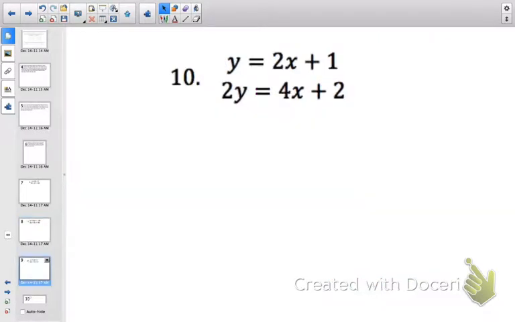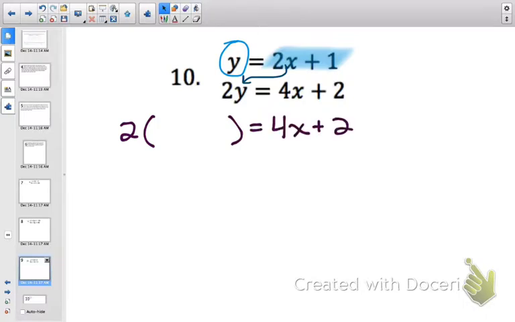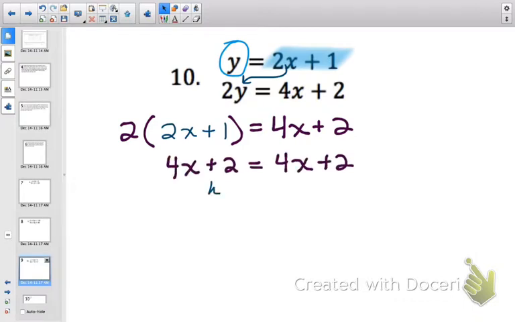Number 10 is a substitution problem, once again because we have that isolated variable. So this time we're going to be plugging in 2x plus 1 for y in the second equation. So here's my substitution step. As soon as I see the y, I'm going to put in parentheses and keep on continuing. Once I finish writing the equation, I plug in what y is equal to. Go ahead and distribute. And we get 4x plus 2 equals 4x plus 2.